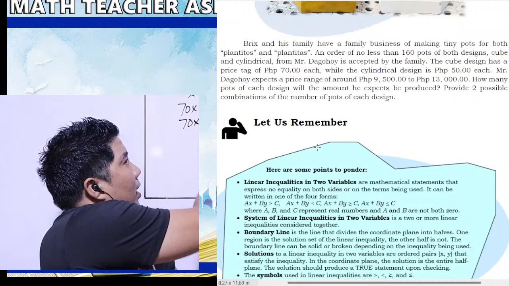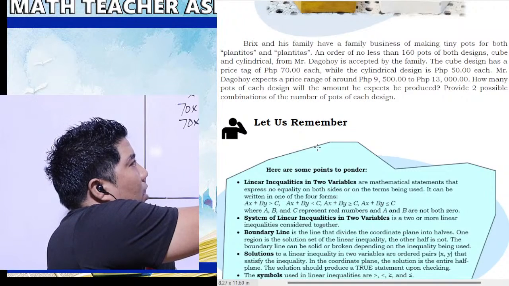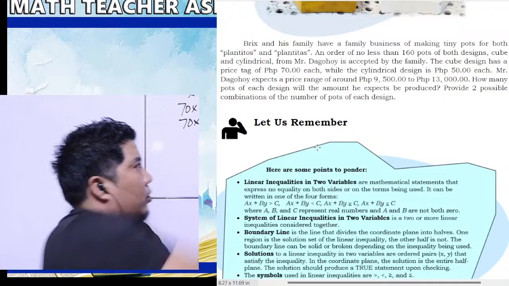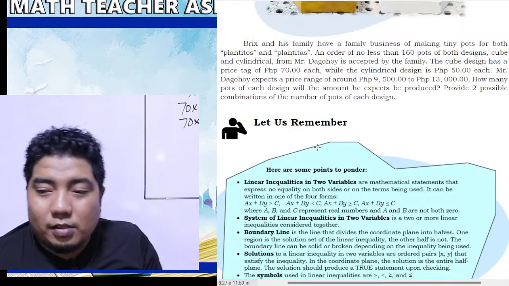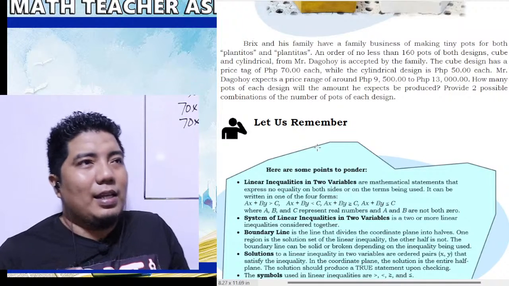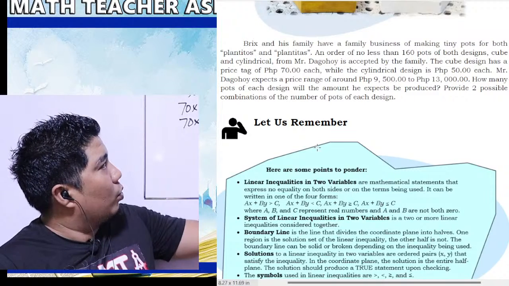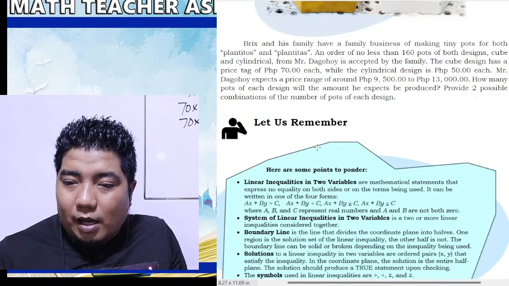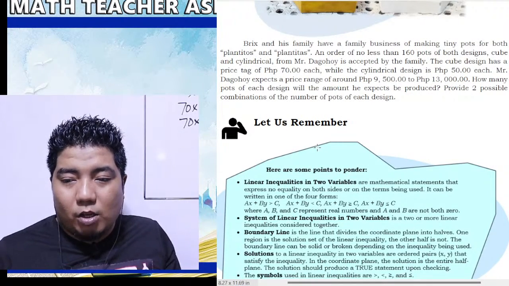Pwede ka rin gumawa ng less than or equal to 13,000 pesos. Okay. So, you can have three systems or three linear inequalities of two variables here. So, you can set this one, okay, these two, solve this one. You can also solve this too. That is why it says here, produce or provide two possible combinations of the number of pots of each design.